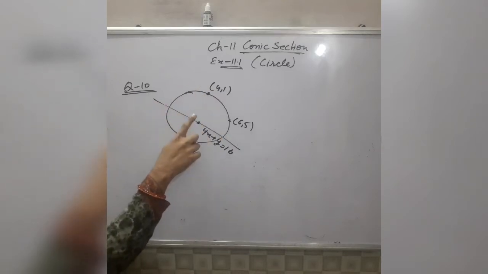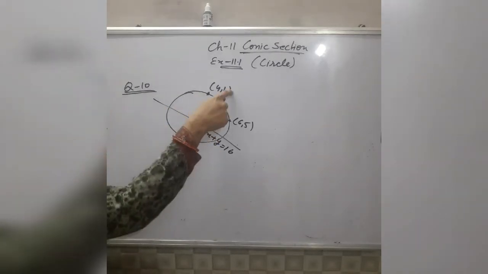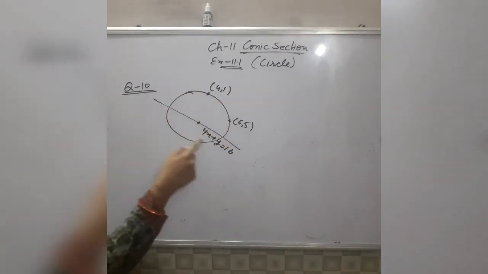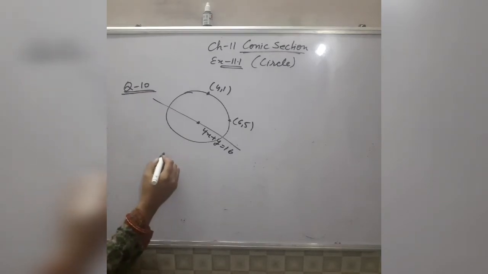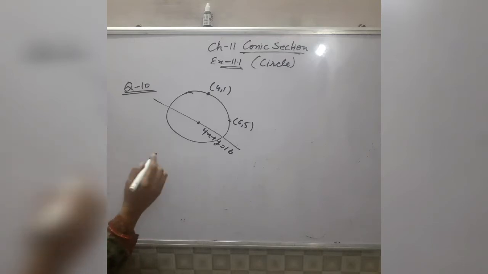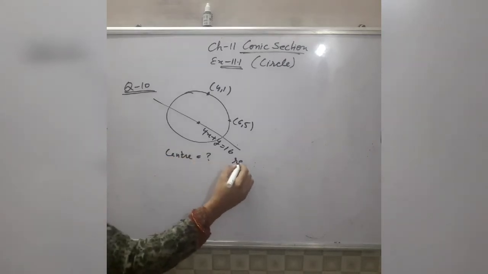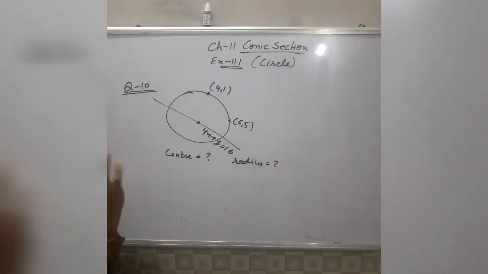Clear? Now listen again to what is given to you. One circle is there which passes through these 2 points and the center of this circle lies on this line, and the equation of the line is given to you. Find the equation of the circle. Now all of you know that for the equation of a circle 2 things are required: one is the center of the circle and second is the radius. So firstly we will find out the center and radius.